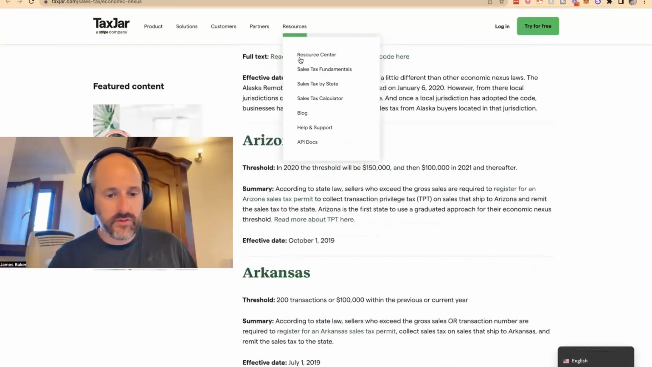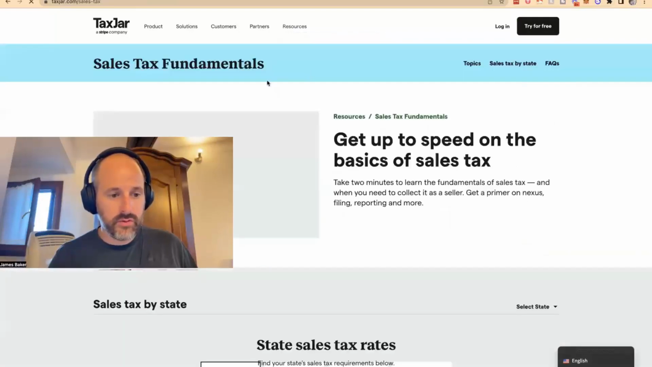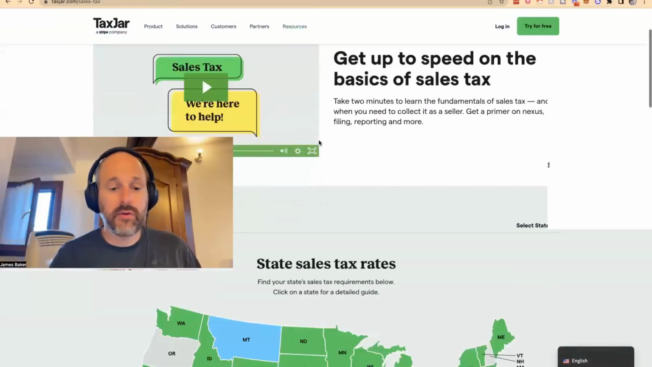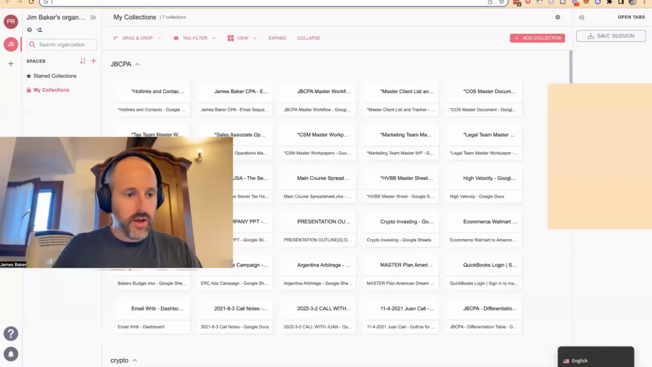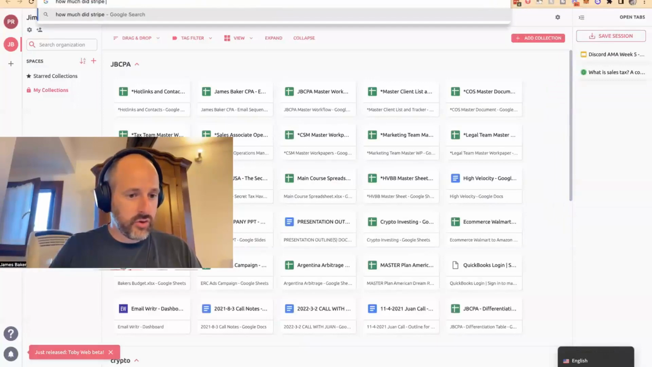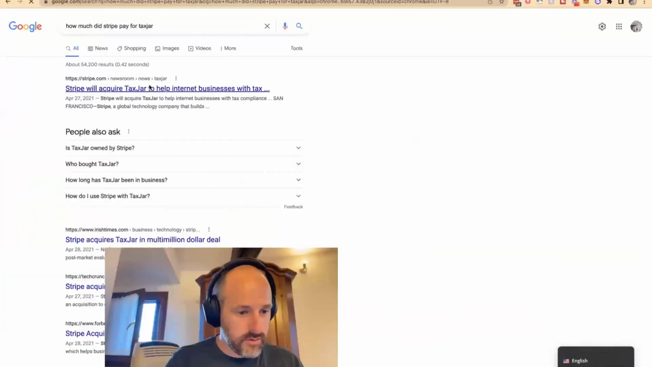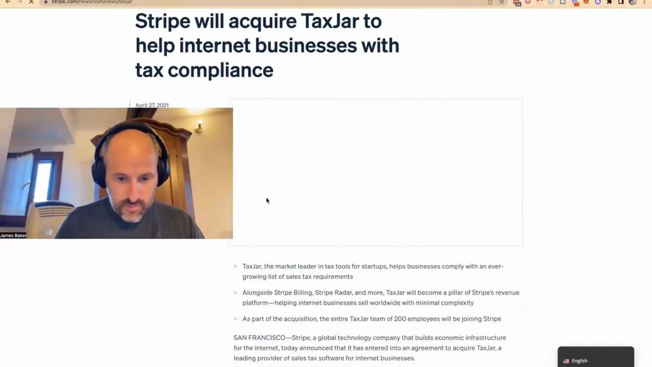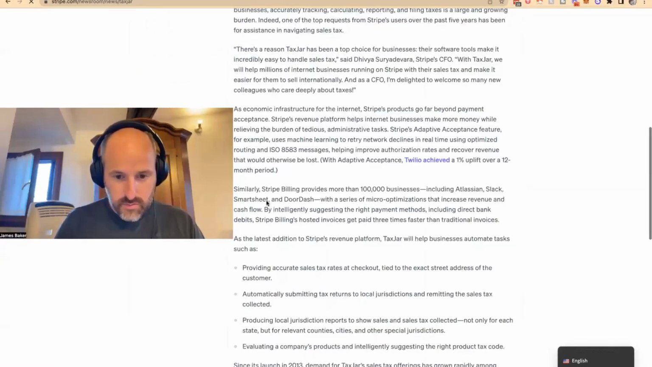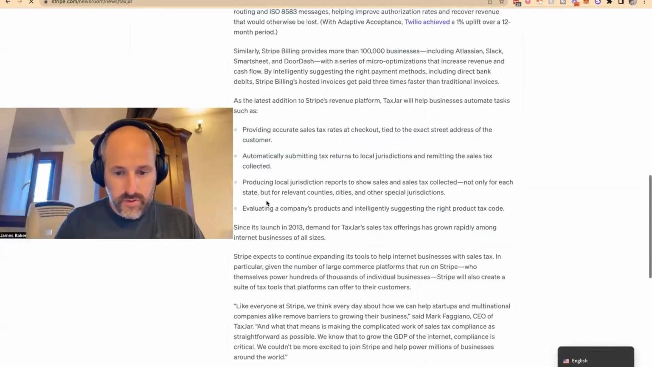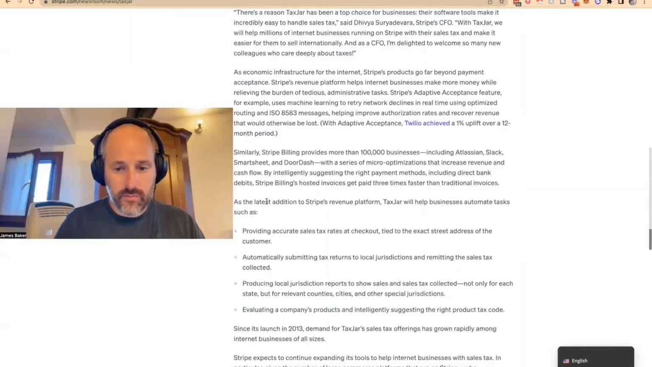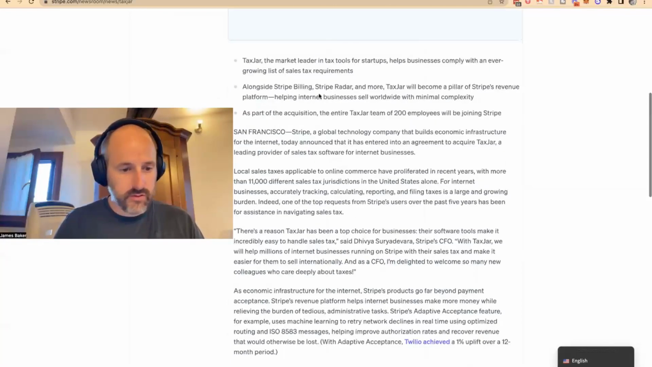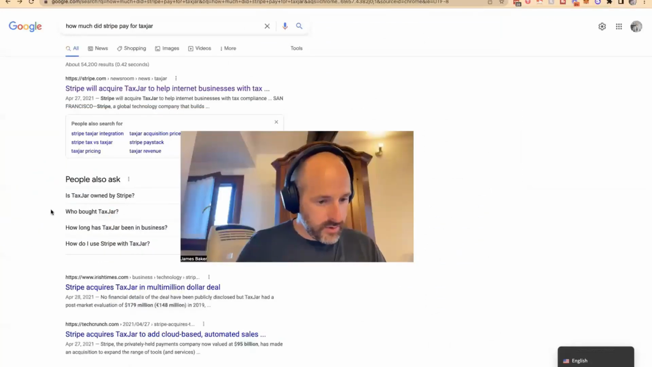Let's see if they have something about services. This is a Stripe-bought TaxJar. Good for them. Amazing. That was not always the case. I wonder, how much did Stripe pay for TaxJar? This is April from last year. Amazing, a multi-million-dollar deal, Irish Times. Now this is really interesting, right? That's really cool, and that happened last year and I didn't even know about it. That's crazy. I want to know how much they paid for it. Anyone know? I'm getting derailed.